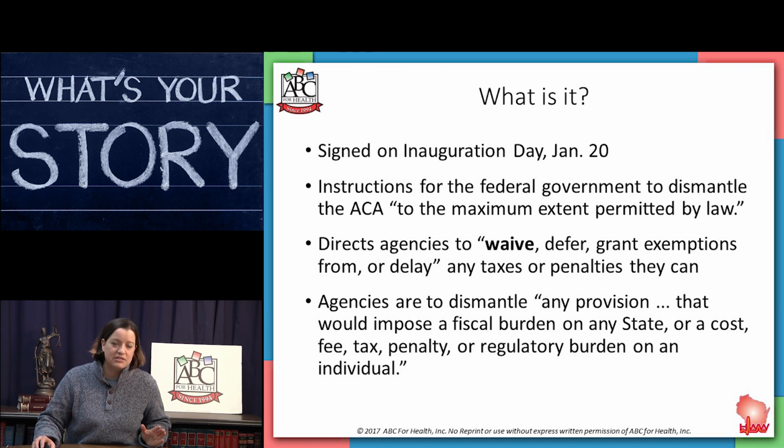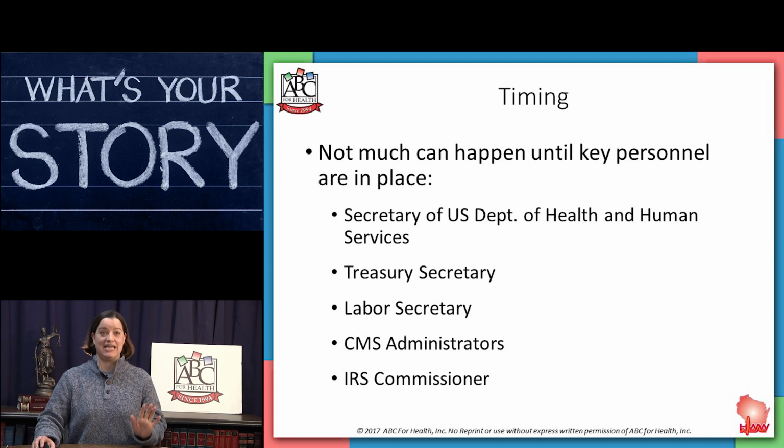What does this look like when it comes to this executive order? Well, it starts looking at the flexibility when it comes to the Affordable Care Act and Medicaid, and we'll get to that in just a second. But let's remind ourselves that this takes time, not only because of some of the provisions and protections that are in place, but because of the people that need to be in place. We need a Secretary of the U.S. Department of Health and Human Services, Treasury Secretary, Labor Secretary, CMS administrators, and an IRS commissioner in place before any substantial changes can be made. That's going to take a little bit of time. Not a lot, but a little bit. So that gives us some breathing room right off the bat.